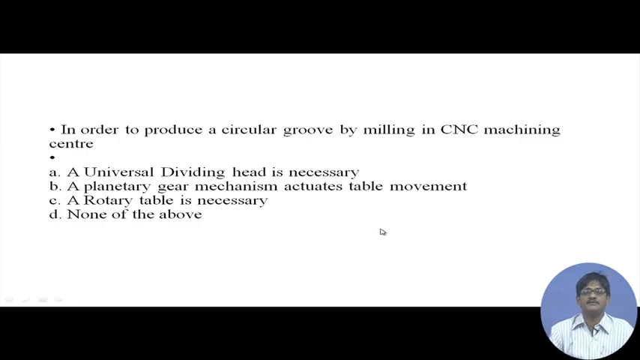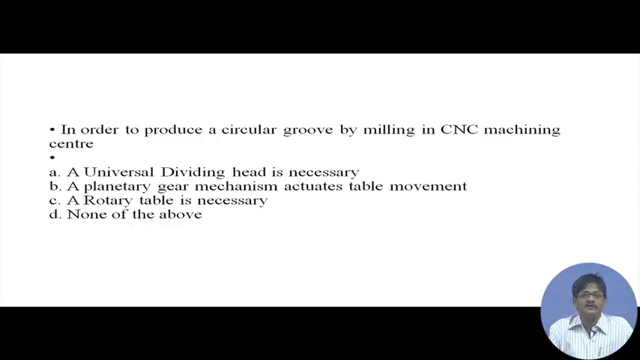In order to produce a circular groove in milling in CNC machining center, I want to cut a circular groove. So, I require a universal dividing head. No, I do not. A planetary gear mechanism which actuates the table movement? No, I really don't need it. A rotary table? No. Why? Because I can simply use circular interpolation and none of these things will be required.